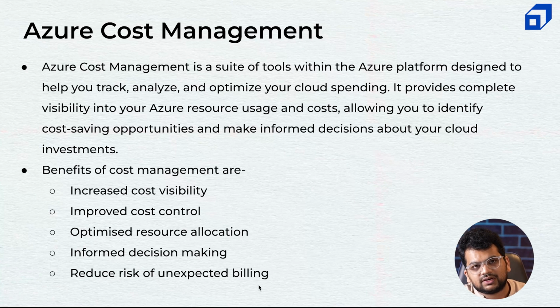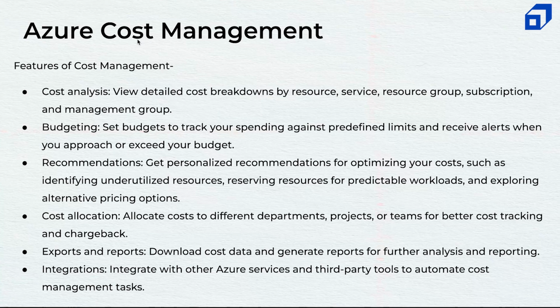Then it reduces the risk of unexpected billing. You will have an estimated amount, which means there won't be any major change when the billing amount comes up. If you are told 0.5 paisa per hour, they won't charge 3 or 4 rupees per hour, because the estimation is already provided. It will be something around that only. So guys, here are some of the major features of cost management. Let us understand all of these things.